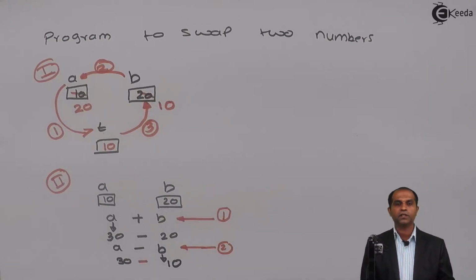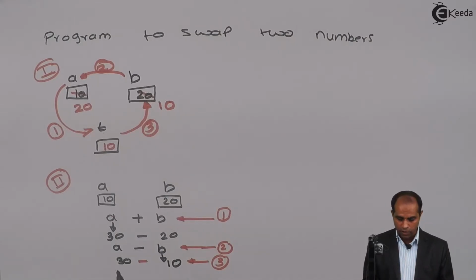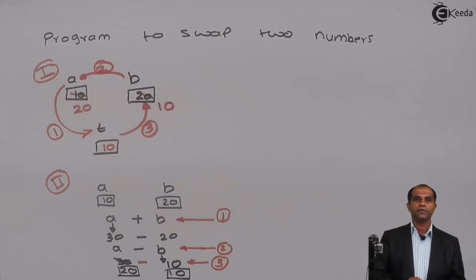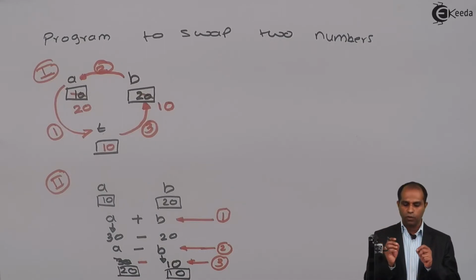So 30 minus 10. The third process says that we are going to subtract again the result variable with the other variable, and this time store the result into the result variable itself. So since the result variable is A, 30 minus 10 is 20. So this is 20 and this is 10. So we got the values swapped in this case, A as 20 and B as 10. So here what we did was we used addition and subtraction rather than using a temporary variable.